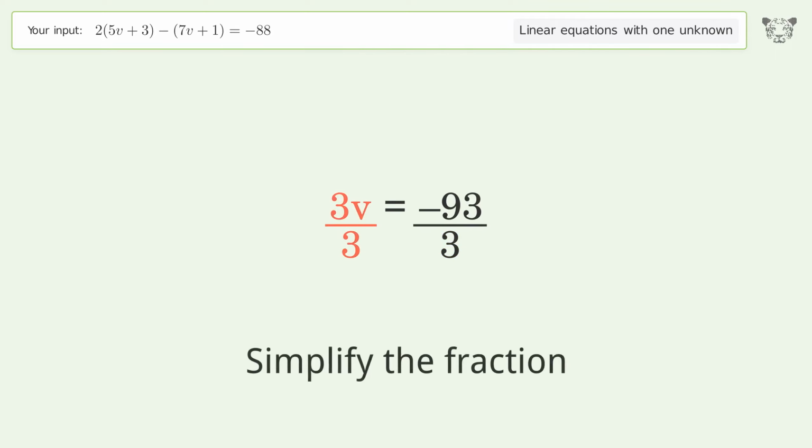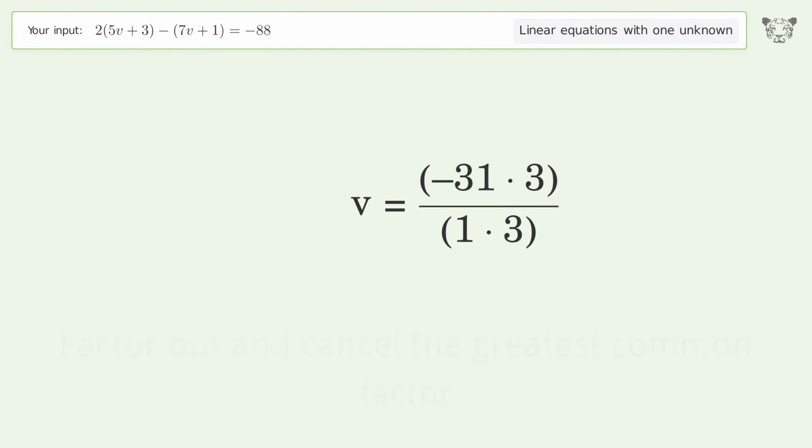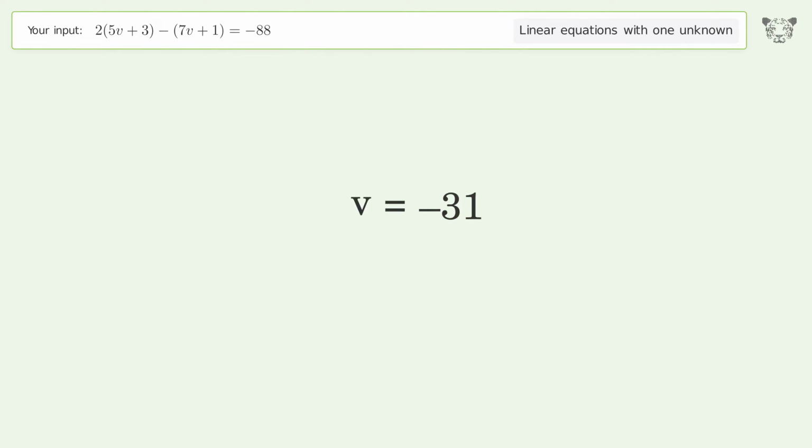Simplify the fraction. Find the greatest common factor of the numerator and denominator. Factor out and cancel the greatest common factor. And so the final result is v equals -31.